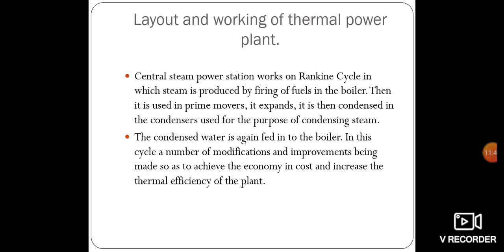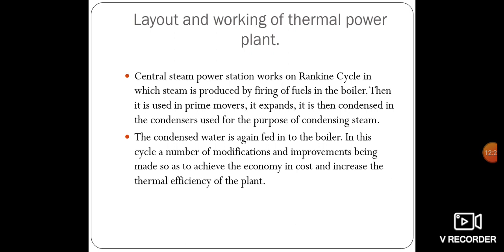Central steam power stations work on the Rankine cycle, in which steam is produced by firing of fuels in the boiler. Then it is used in prime movers. It expands. It is then condensed in the condenser used for the purpose of condensing steam. The condensed water is again fed into the boiler. In this cycle, a number of modifications and improvements are being made so as to achieve economy in cost and increase the thermal efficiency of the plant.